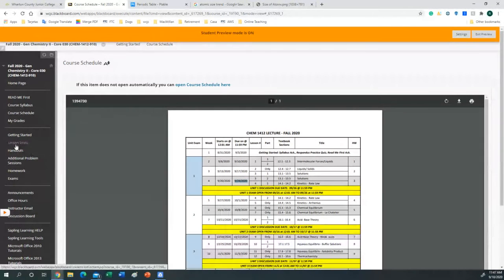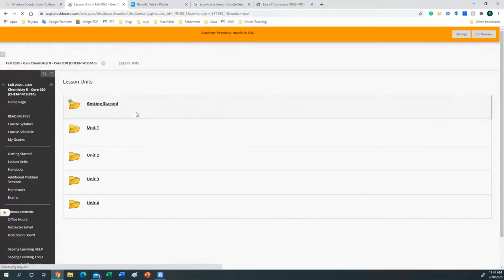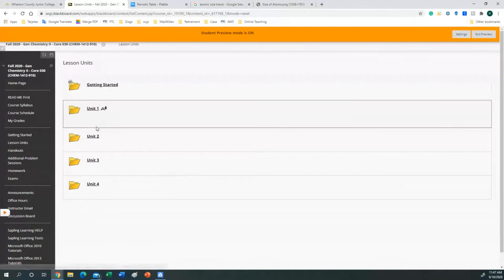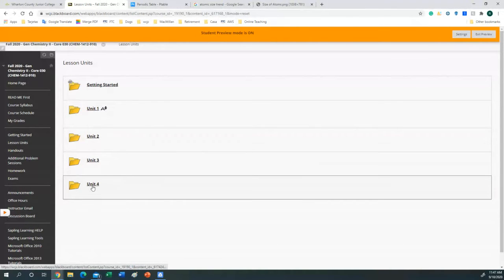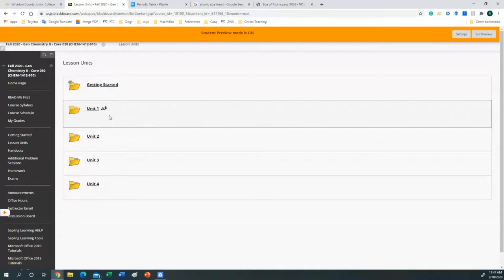Now, another way to know due dates and all this material is by going to the lesson unit. So if you click right here, you will have all the information for the 4 unit exams. So unit exam 1, everything is included in this folder, right?